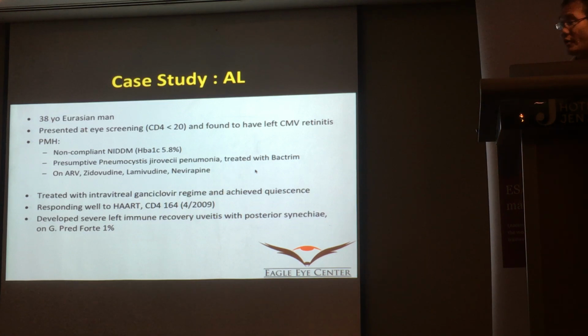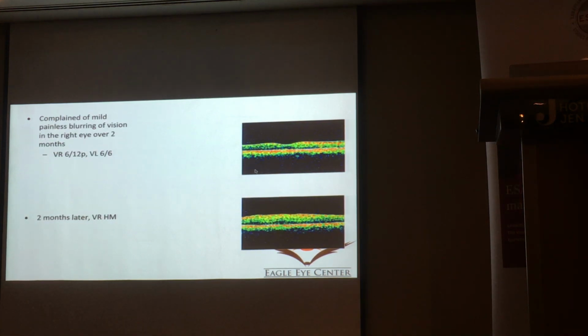All right, a case: a 38-year-old man, eye screening because the CD4 was less than 20, and was found to have CMV retinitis. He's also a diabetic, non-compliant. He also has presumptive PCP pneumonia, on Bactrim and antiretroviral therapy. He was initially treated with ganciclovir, responded well to the HAART therapy, and the CD4 improved from less than 20 to 164. Developed immune recovery uveitis, was treated with Predforte, doing very well. So everything seems to be fine and dandy.